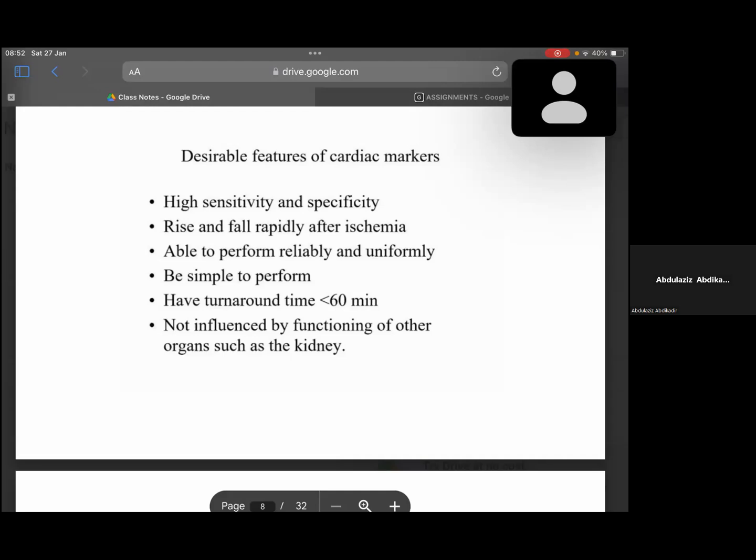Able to perform reliably and uniformly, be simple, have a short turnaround time. I will come to cover it later. Like the time taken for the test to be done should be lower than the time for the ECG required. That is around 20 minutes. So it's less than 60 minutes.